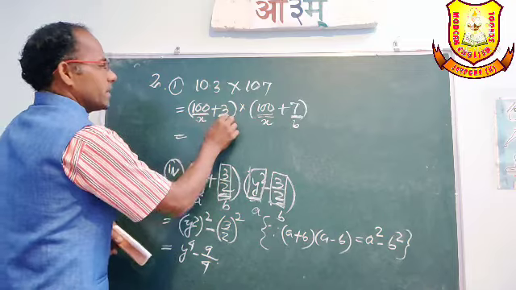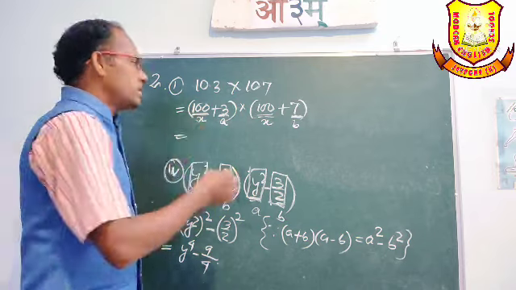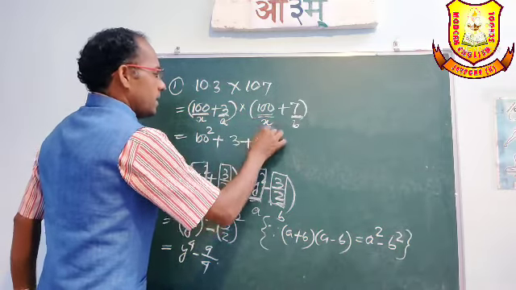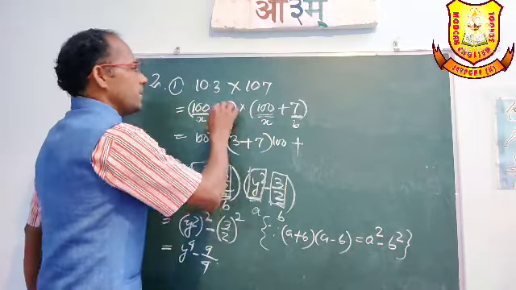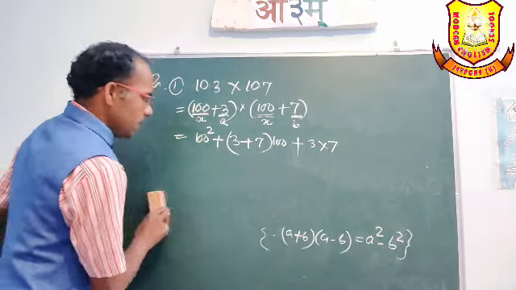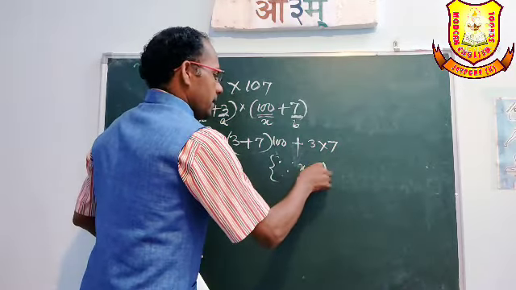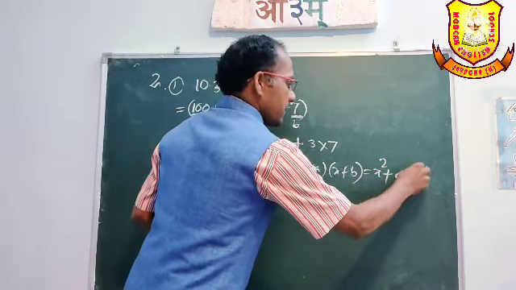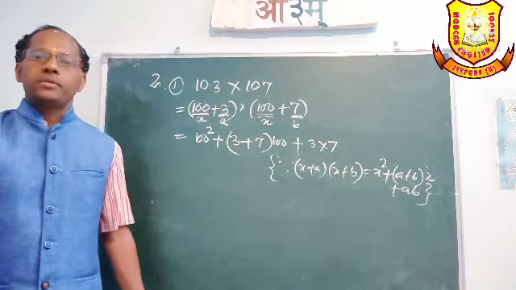Now (x plus a) whole into (x plus b), x square plus (a plus b) whole into x plus ab. So this is 100 square plus (3 plus 7) whole into x, x is 100, plus ab, 3 into 7. Again you have to write here the formula: (x plus a) whole into (x plus b) is equal to x square plus (a plus b) whole into x plus ab. This formula you have to write. Clear?